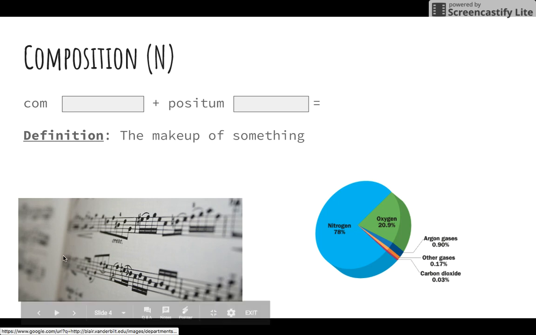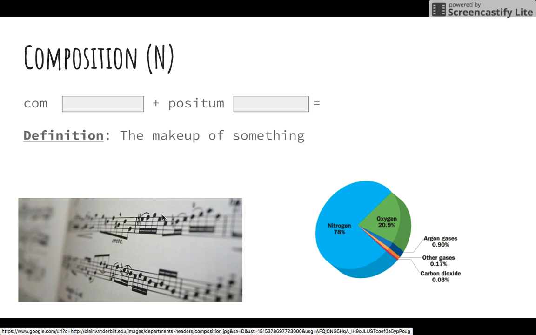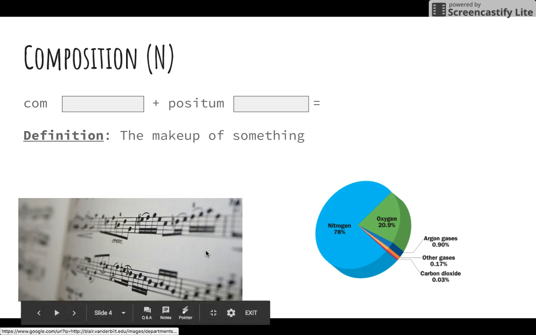Sometimes you might have heard of the word composition when we're talking about a musical piece, like the violinist played a composition, or the pianist played a composition of Mozart, right? So if you think of composition, it would be all the individual notes. When they're all put together, it becomes a musical piece or a composition.